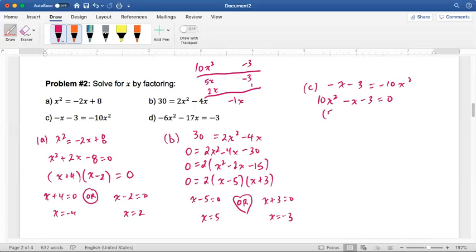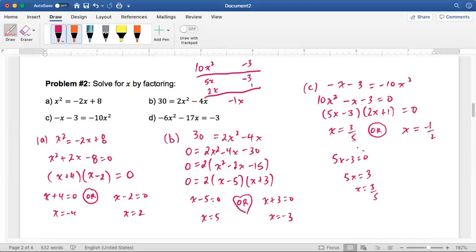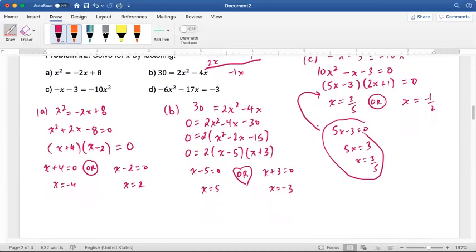So our binomials are 5x minus 3 and 2x plus 1 is equal to 0. So that means that x has to be 3/5 or x is equal to negative 1/2. So take a moment there to do the steps that I've skipped, and maybe I'll show you. So 5x minus 3 is equal to 0. Bring the 3 over, and then divide by 5. So that's what's happened in between. Eventually, you're going to be expected to be able to skip that.